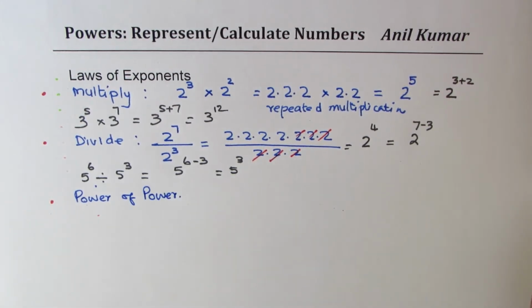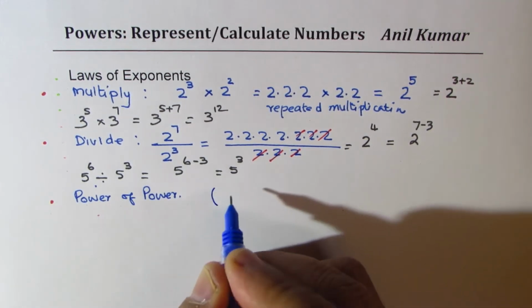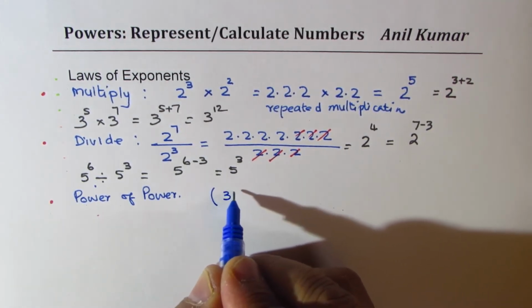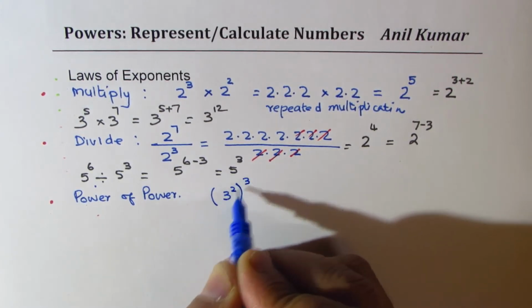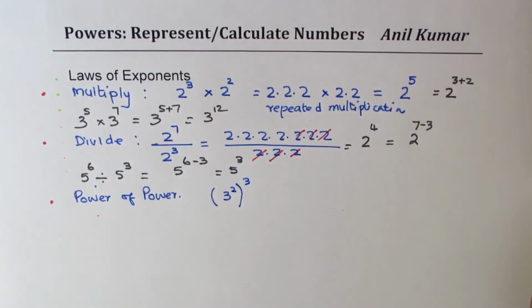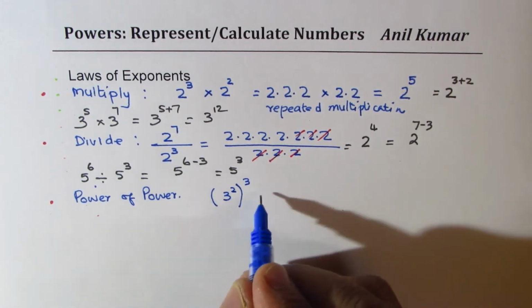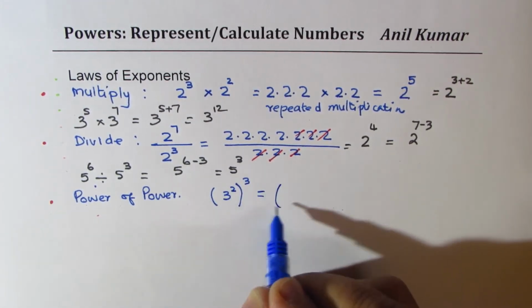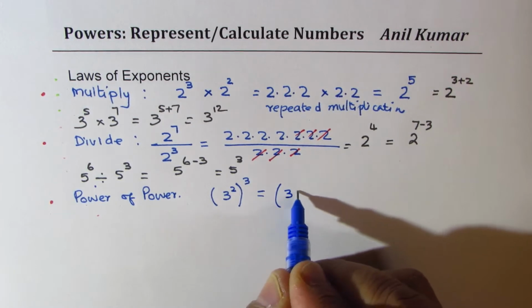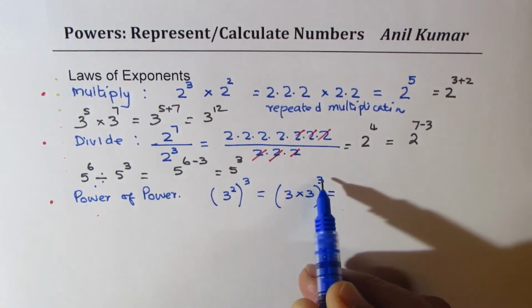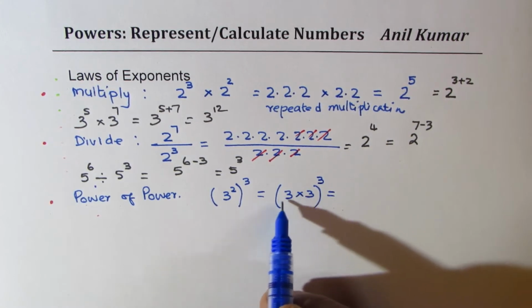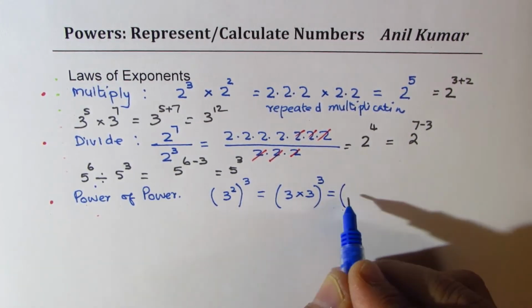To give you an example, what I'm trying to say here is something like this. If I have 3 here, let's say 3 square, and I go to its cube, so that is like power of power. Now, how do we understand that? 3 square basically means 3 times 3. And we still have a cube. Now, this cube means both these 3 times. So, it should look like this.